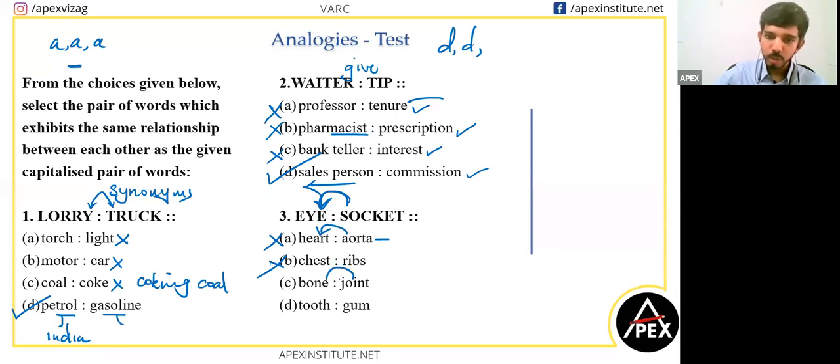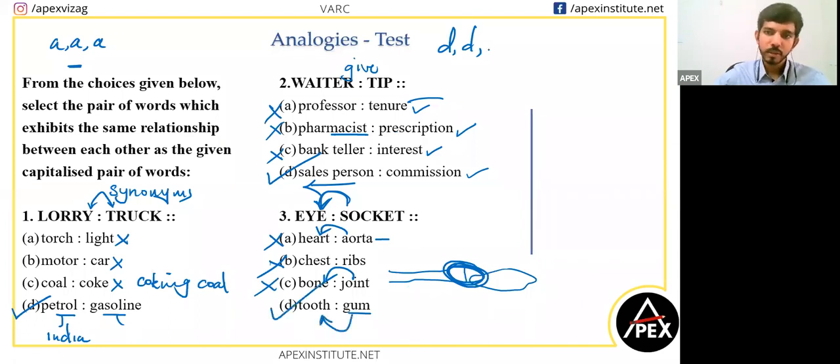Does joint hold the bone in place? No. A joint connects two bones. The joint is the line between two bones. If one bone ends like this, another bone is here, then this is your joint. It does not hold it in place, it connects two bones. This is incorrect. The gum, in fact, holds the tooth in place. So this is right. We have D, comma, D, comma, D.